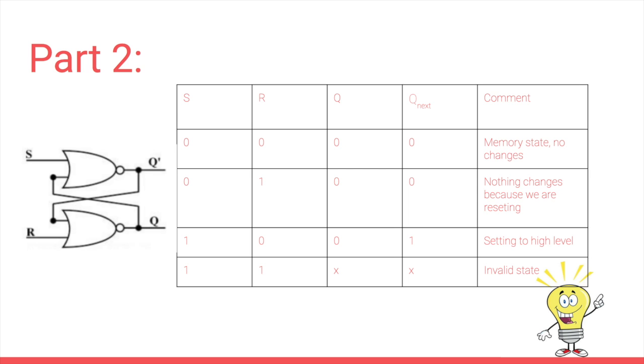Here you can see the structure of the SR latch. As you can see, the output of one NOR gate is the input for the other one, and vice versa. We also have the truth table for the SR latch.